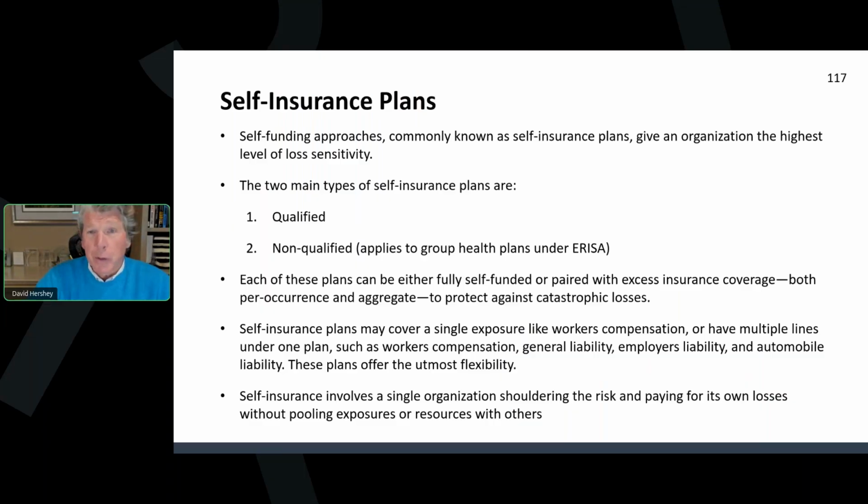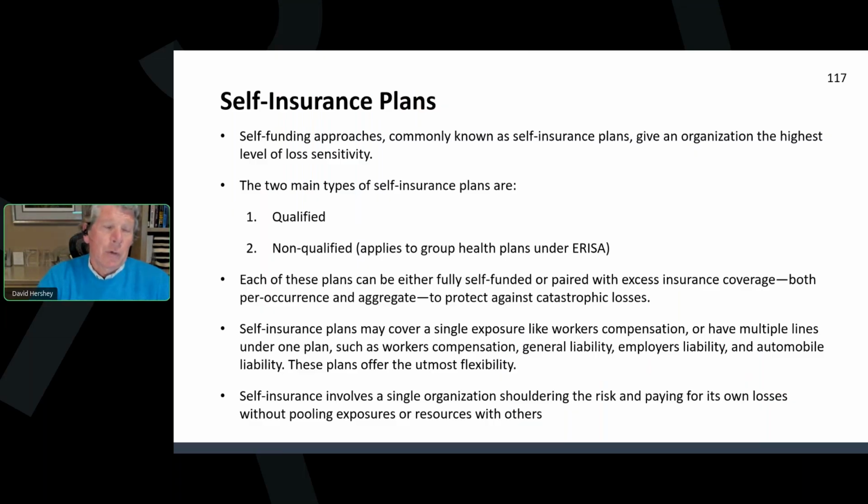Self-funding approaches, commonly known as self-insurance plans, give an organization the highest level of loss sensitivity. Well, why? Because I'm self-insuring. Every nickel, dime, quarter, and $100,000 claim comes across my desk looking for a check. So I feel the pain, each and every one.